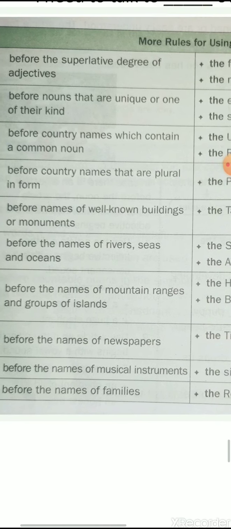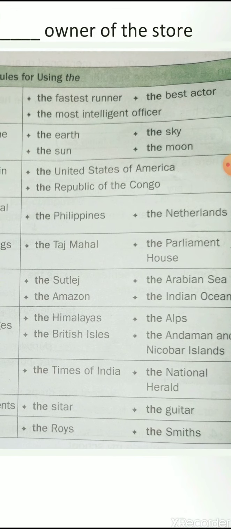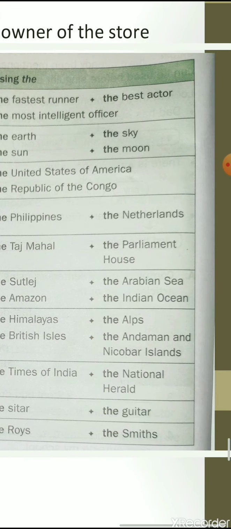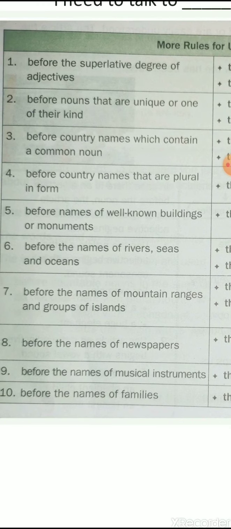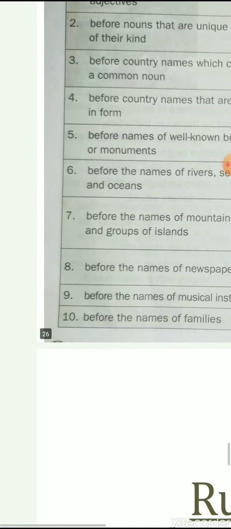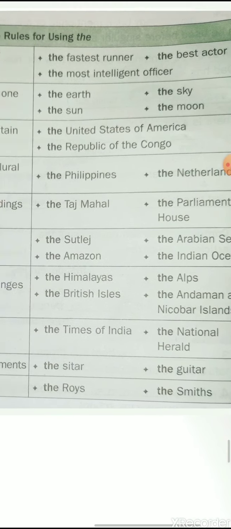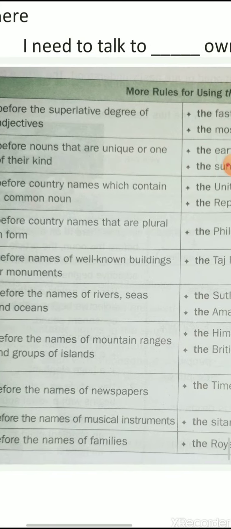Before names of mountain ranges and groups of islands, the Himalayas, the Alps, the British Isles, the Andaman and Nicobar Islands. Before the names of newspapers, the Times of India, the National Herald. Before the names of musical instruments, the sitar, the guitar. Before the names of families, the Roys.